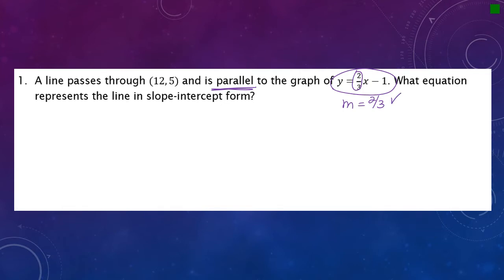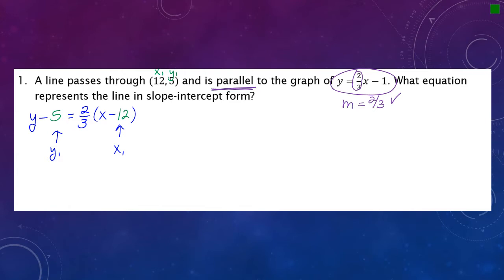Next thing I'm going to do is I'm going to set up point slope form. So I'm going to do y minus blank equals 2/3 times x minus blank. And if you remember, the things that I'm going to plug in here are y1 and x1, if you look back at the previous slide. So now my x1 and y1 that I'm going to plug in are these numbers right here, x1 and y1. So I'm going to plug in 5 here where y1 goes, and then 12 where x1 goes.